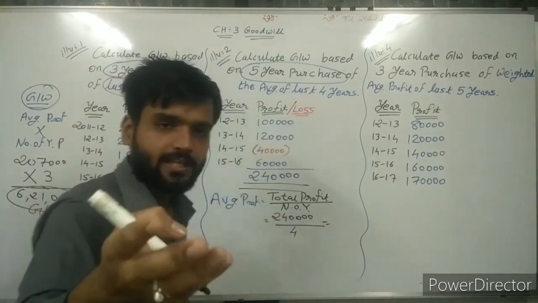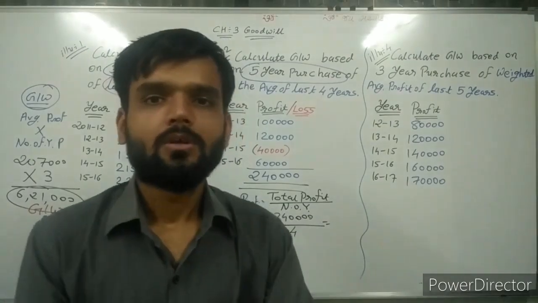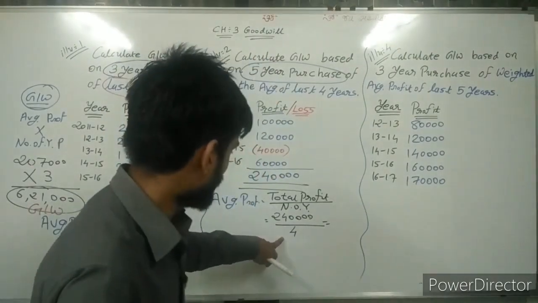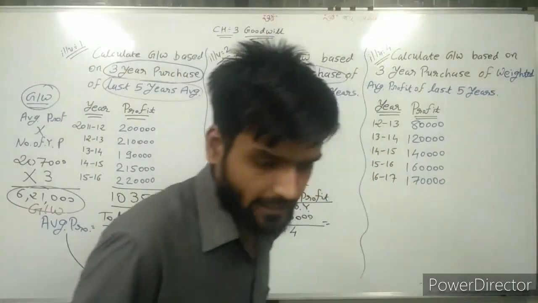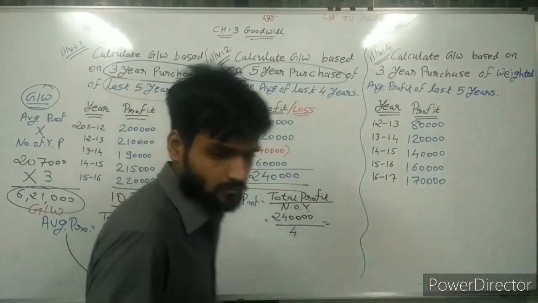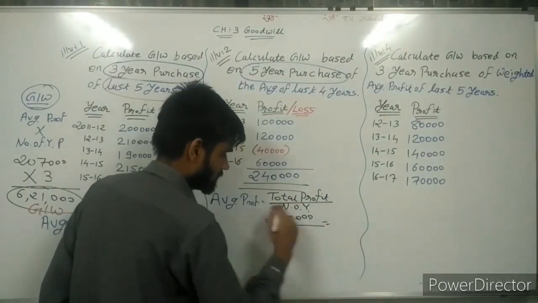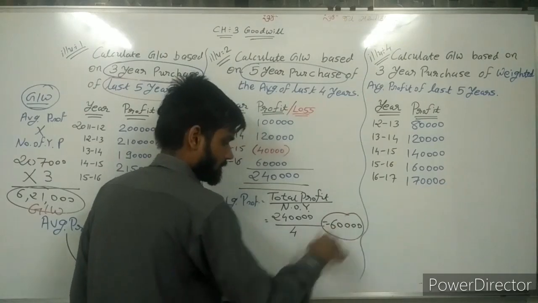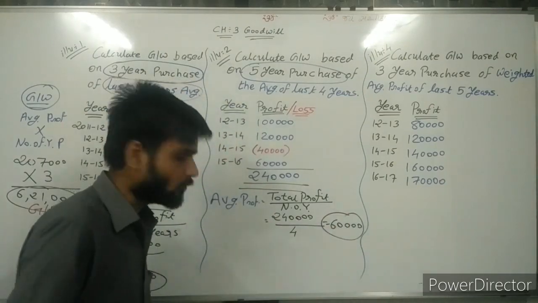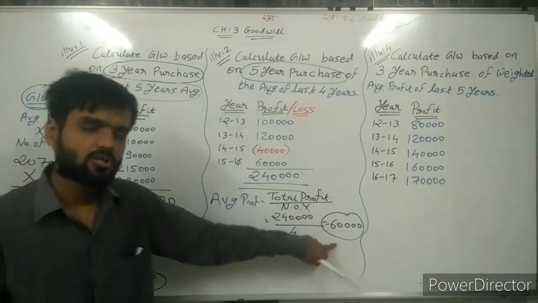If you are finding, then find 2,40,000 divided by 4. You will get the answer 60,000. Six fours are simple. 2,40,000 divided by 4, six fours are 24. So 60,000 is your average profit.